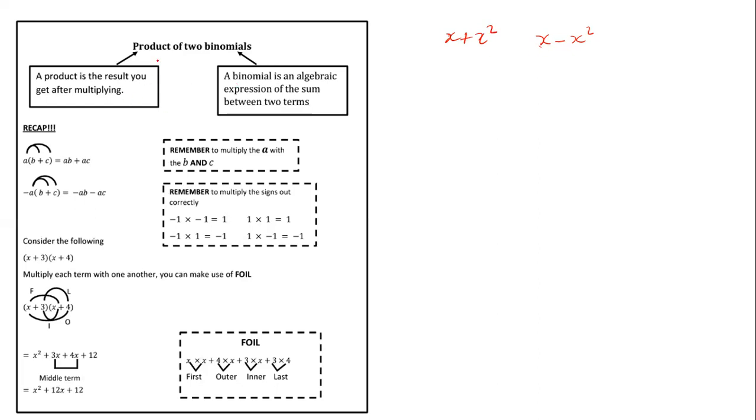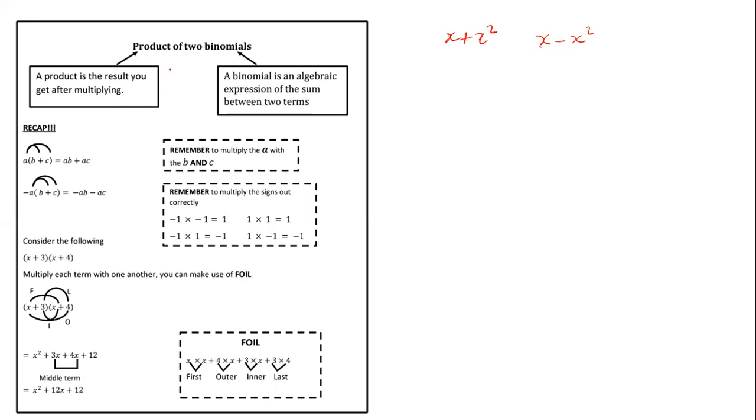So now, what is a product? A product is what we get when we multiply, right? For example, 2 multiplied by 2, what will be the product? The product will be 4. So that means the product is a result that we get when we are multiplying.